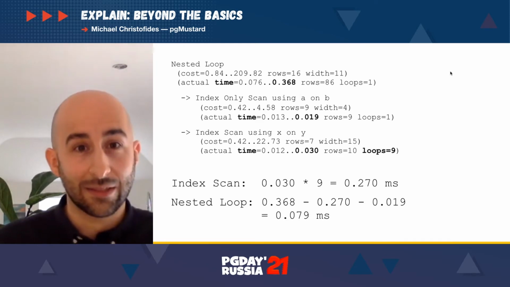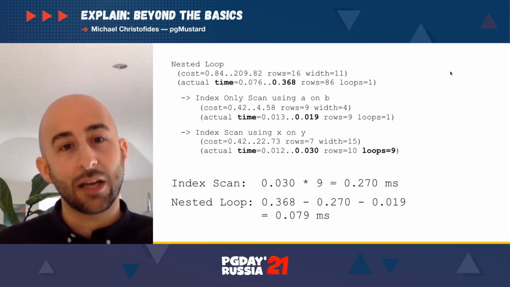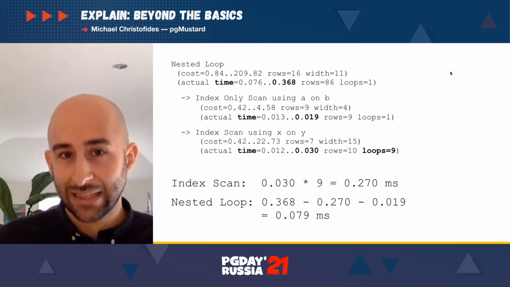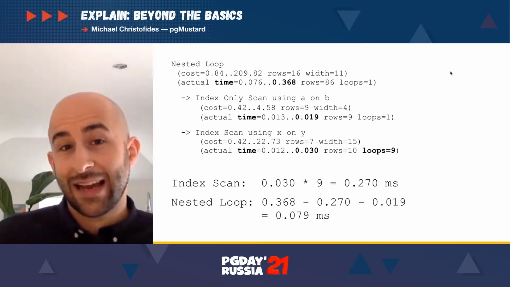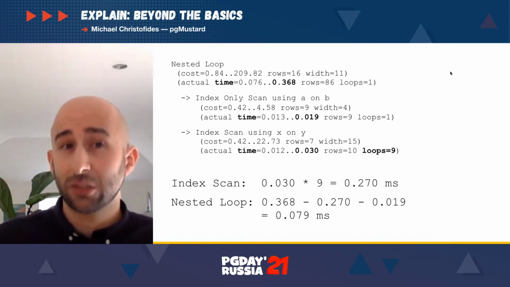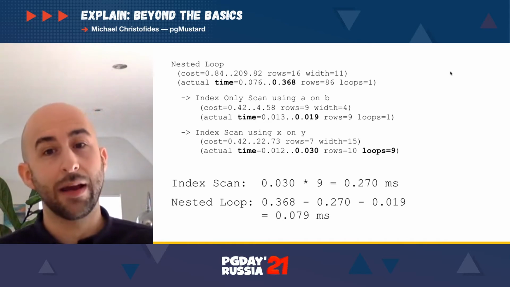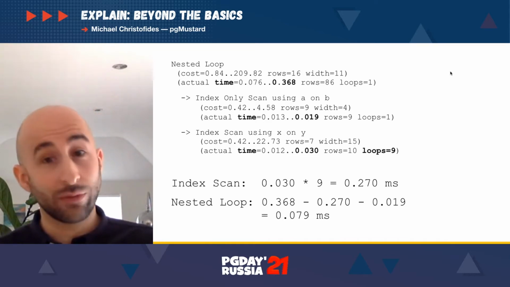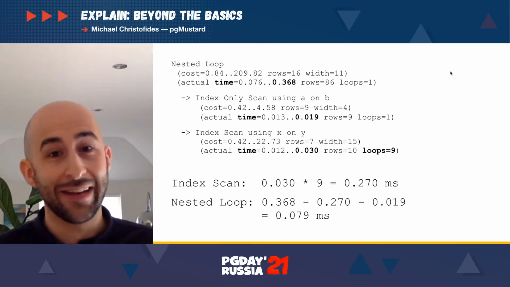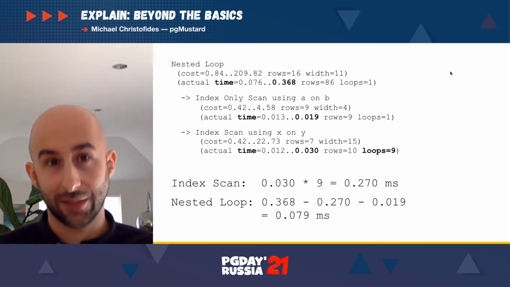So in this case, if we again go inside out, the index only scan is reporting that it took 0.019 milliseconds. The index scan, we can see 0.030 milliseconds, which looks a lot less than the nested loop total above, until we remember we need to multiply that by the number of loops. Once we've done that, we can see that it is in fact responsible for the majority of the time here, and the nested loop is only adding a small overhead of 0.079 milliseconds in total.